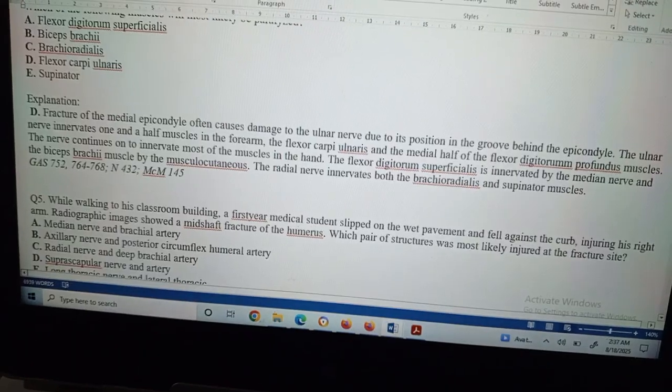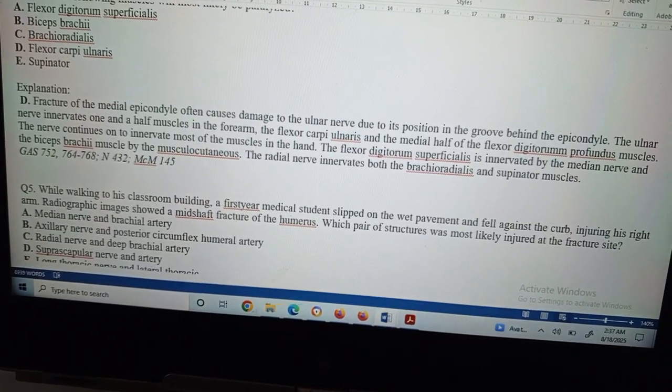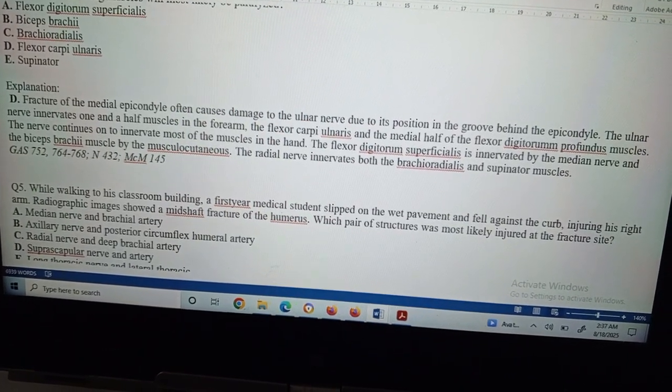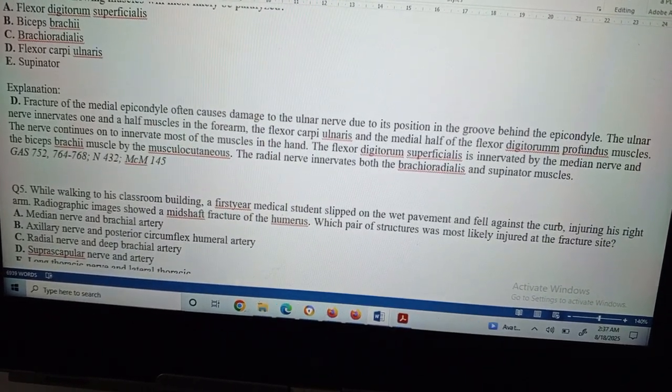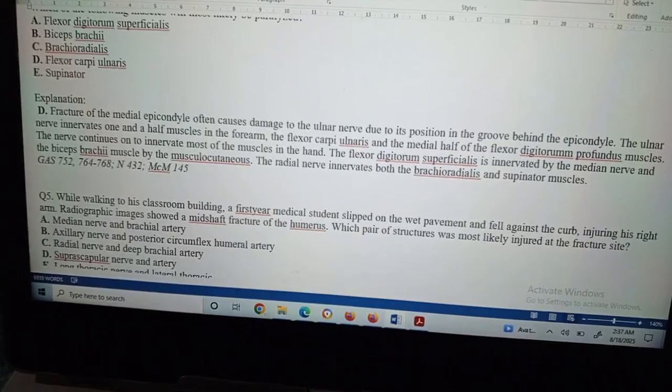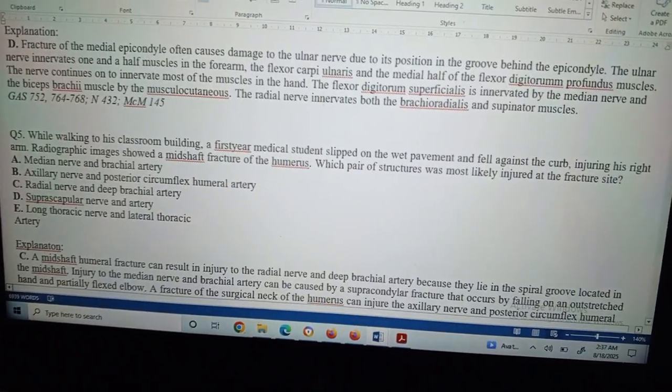Now the nerve continues to the hand. The flexor digitorum superficialis is innervated by the median nerve, and biceps brachii by the musculocutaneous nerve. The radial nerve innervates brachialis and supinator muscles. These are a few MCQs that can be asked to you in the exam.